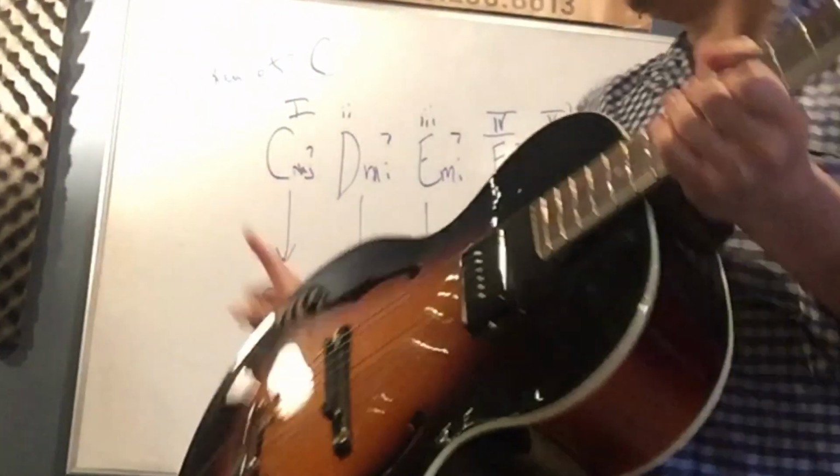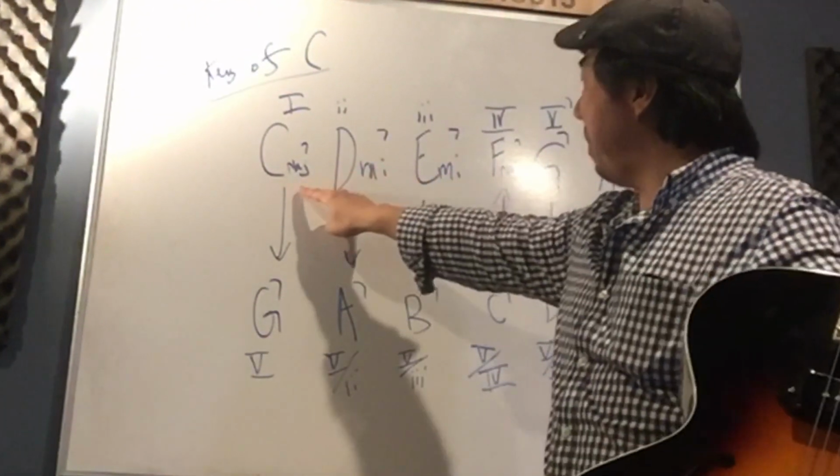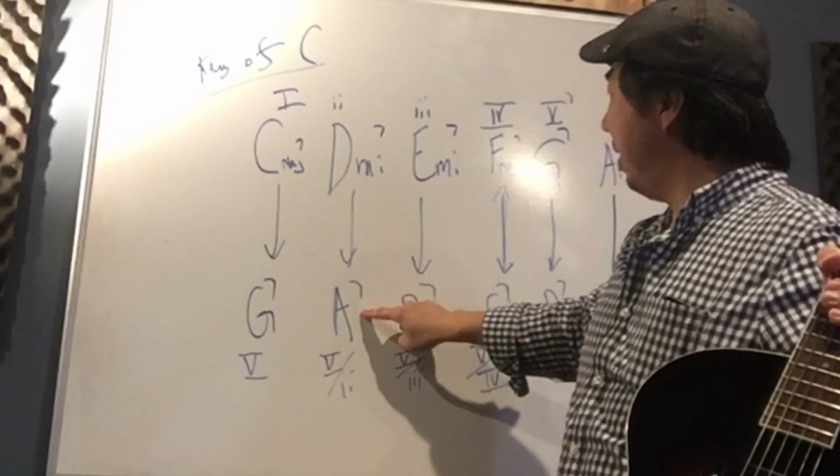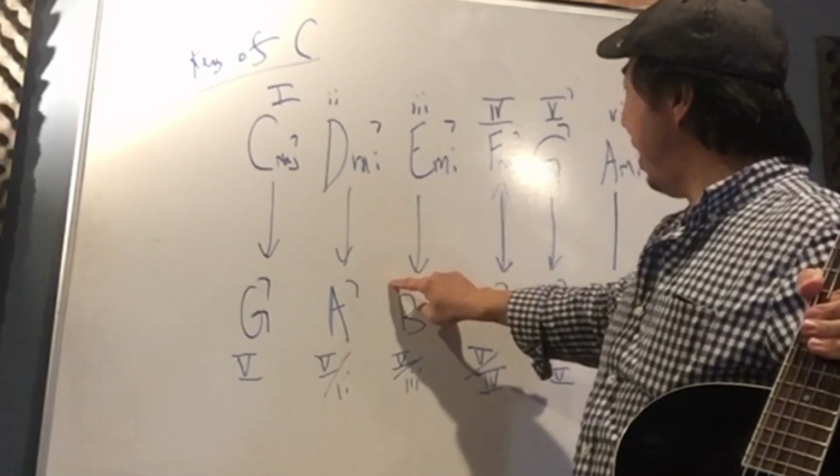C major 7, A7, D minor 7, B7, E minor 7, C7, F major 7, D7, G7, E7, A minor 7. Is that nice? So I kind of zigzagged. I went like this: C major 7, A7, D minor 7, B7.